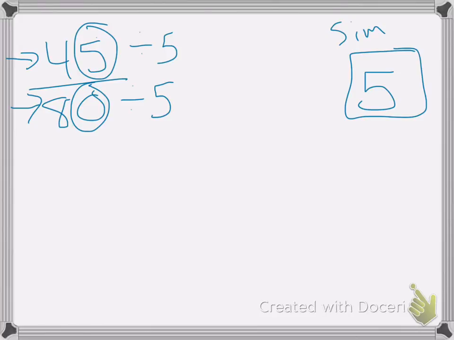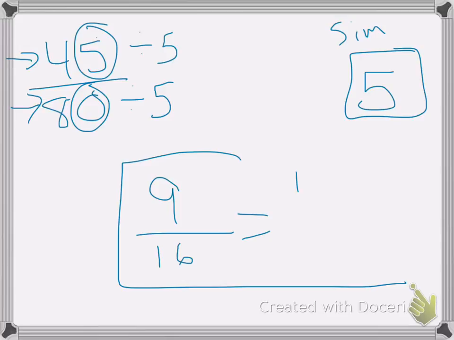45 divided by 5 is 9. 5 goes into 80. Well, 5 goes into 8 once, leaves you 3 left over. 5 goes into 30 6 times, so that's going to be 16. So we're sitting at 9 over 16, and nothing goes into both 9 and 16. 3 goes into 9, but 3 doesn't go into 16. That's it. So 9/16 is the same thing as 45 over 80.